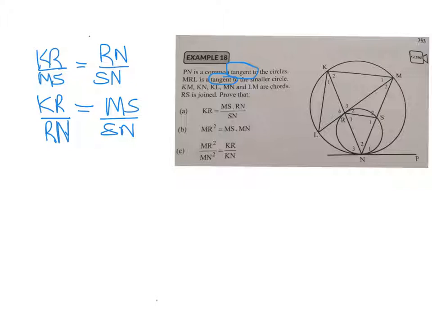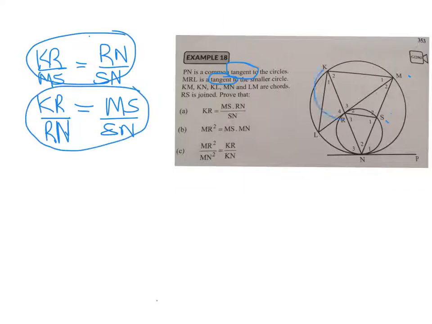So let's start with this first one. KR over MS is equal to RN over SN. Okay, let me have another try. So I'm now going to try the next one. The other one that I did was KR over RN is equal to MS over SN. That for me makes it a little bit easier because that makes it familiar to me, and that actually puts it into the proportion theorem.